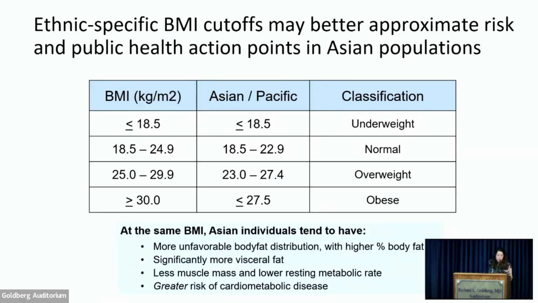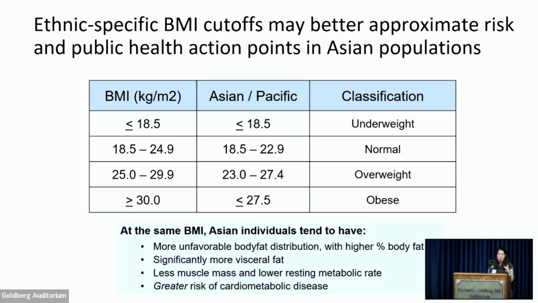And so there are guidelines geared towards Asian populations, particularly because there's a lot of evidence that BMI cutoffs do not approximate risk and health action points appropriately. If you look at standards for BMI in other countries, like in China and India, the recommended cutoff for overweight is actually a body mass index of 23, and the cutoff for obesity is a body mass index of 27.5.